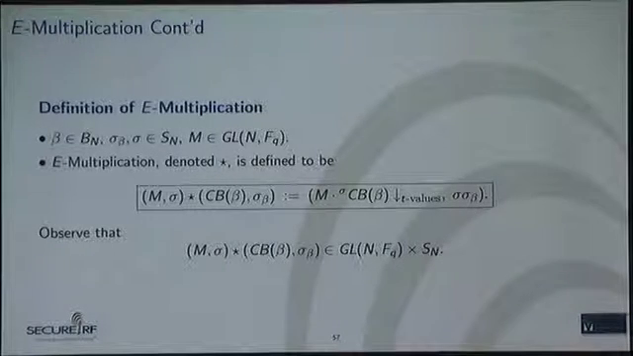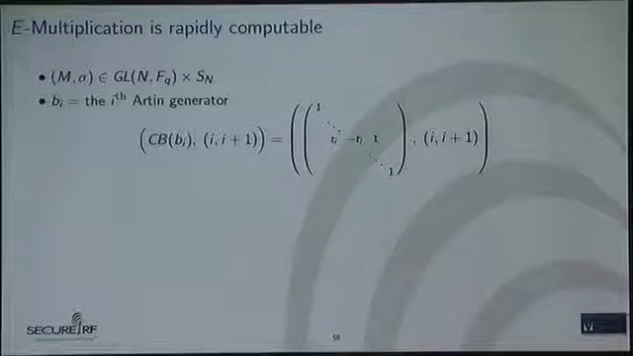E-multiplication is something that can be iterated. You have a whole braid with all these generators, and you do it one step at a time, so each step is a single E-multiplication. You just keep on going through this, and there's a bunch of math that you can look at later. But because of this, it's rapidly computable.